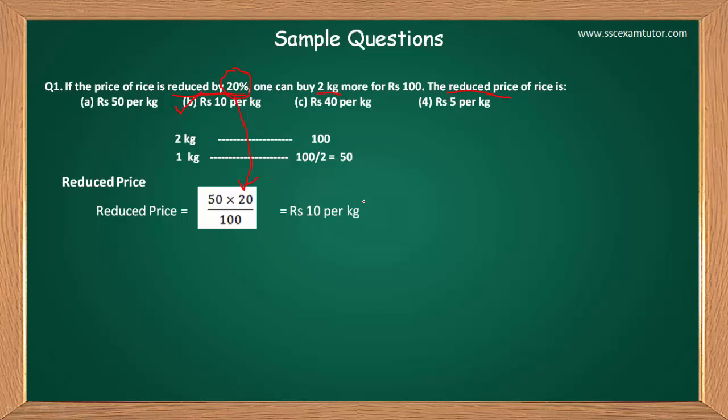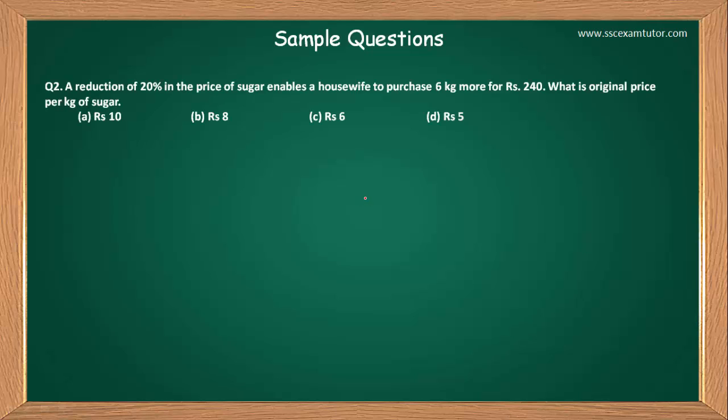Okay, another question which was asked in previous year SSC CGL exam, and in this question you are asked to find the original price. Okay, and it's a reduction. The question starts with reduction. So apply the same tactics. So you are getting 6 kg more for 240. So the price of 1 kg will be 240 upon 6, that is 40.